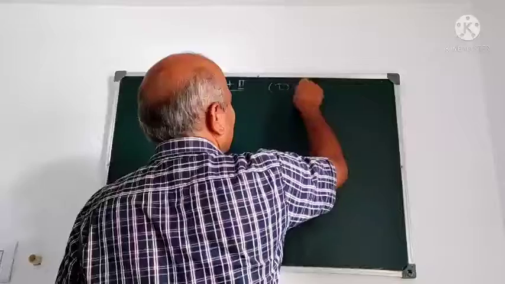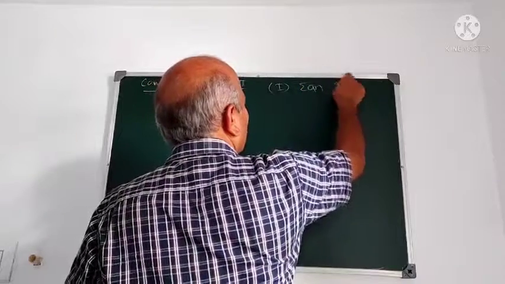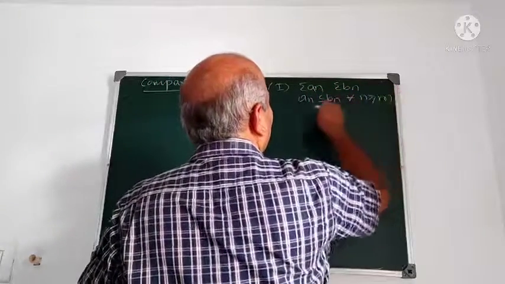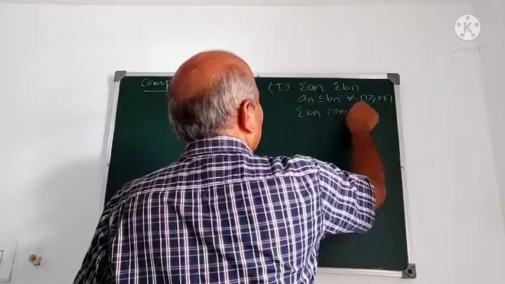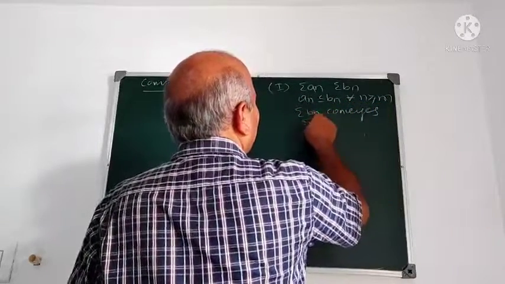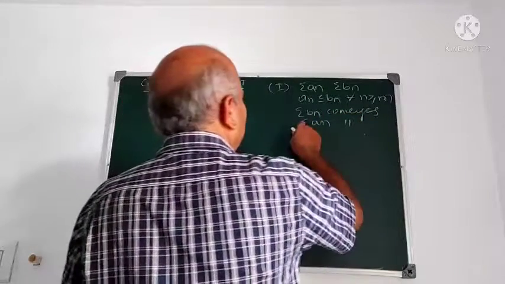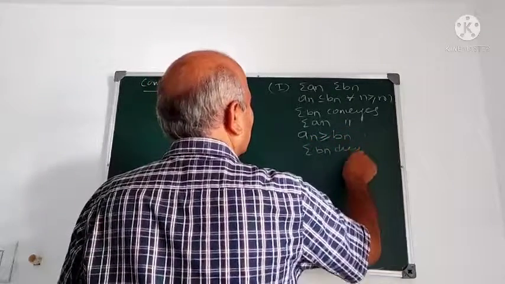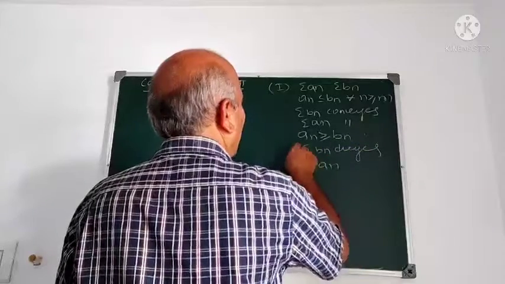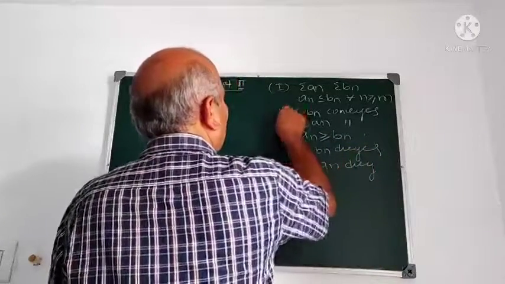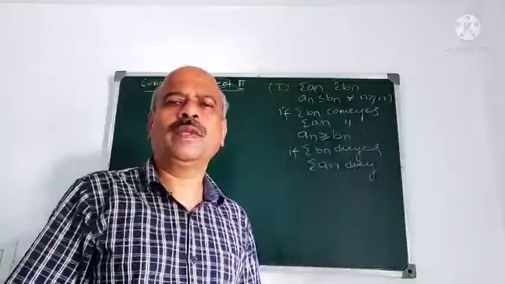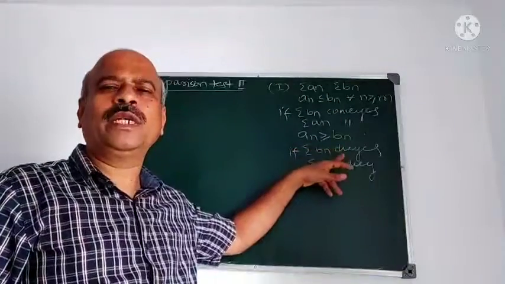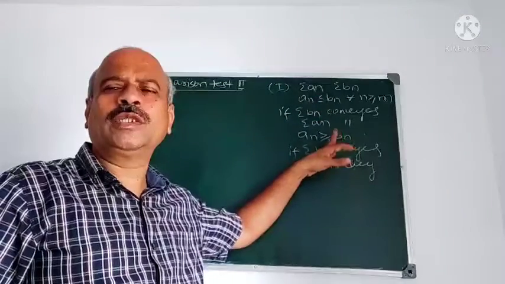First comparison test was this. If sigma an, sigma bn are two positive term series and an is less than or equal to bn for all n greater than or equal to m, and sigma bn converges, then sigma an also converges. And if an is greater than or equal to bn and sigma bn diverges, then sigma an also diverges. This is comparison test 1. These comparison tests are important. First one I have explained with proof, and I have also used this test.